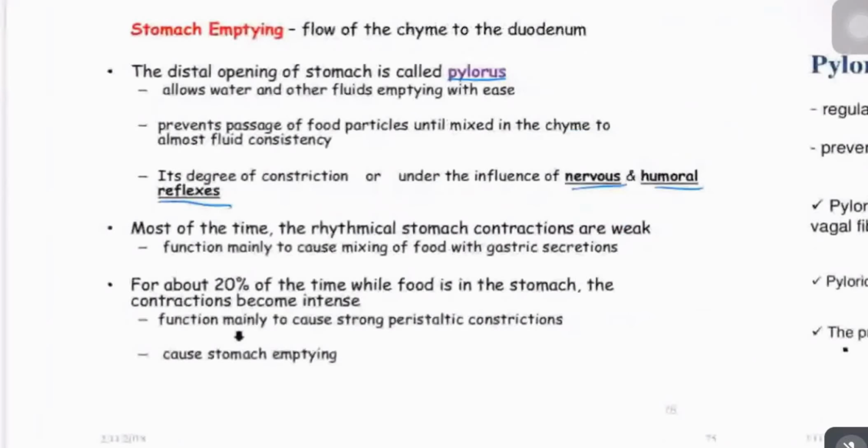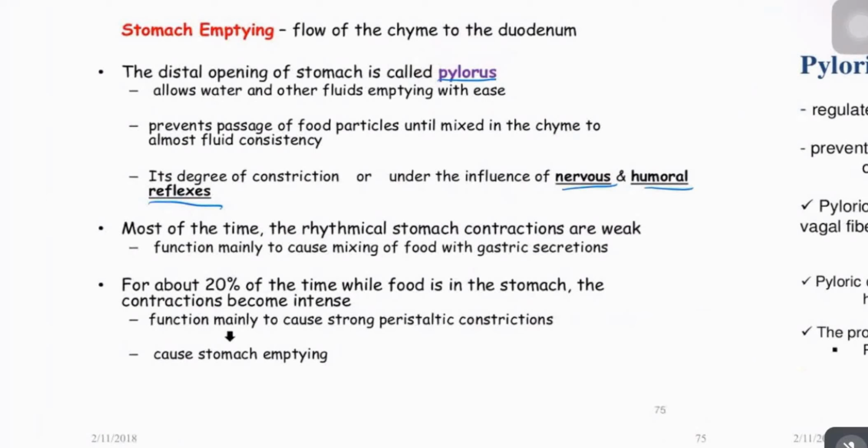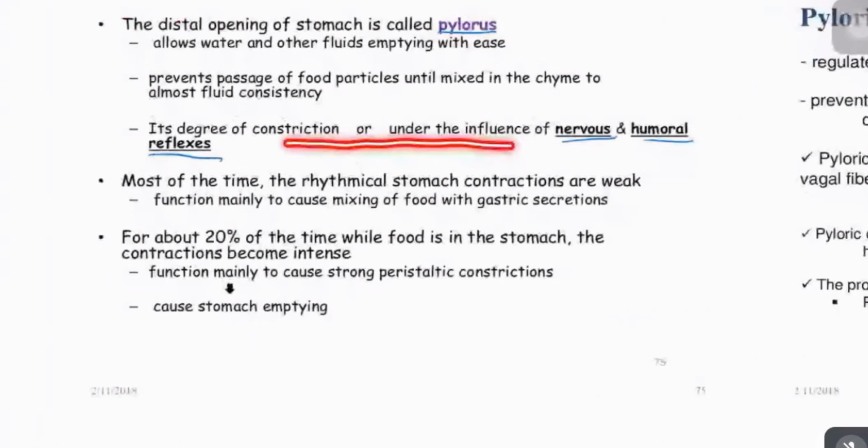Stomach emptying is the flow of chyme to the duodenum. The distal opening of the stomach is called the pylorus. It allows water and other fluids to empty with ease, and prevents passage of food particles until they are mixed in the chyme to an almost fluid consistency. The degree of constriction is under the influence of nervous and humoral reflexes.